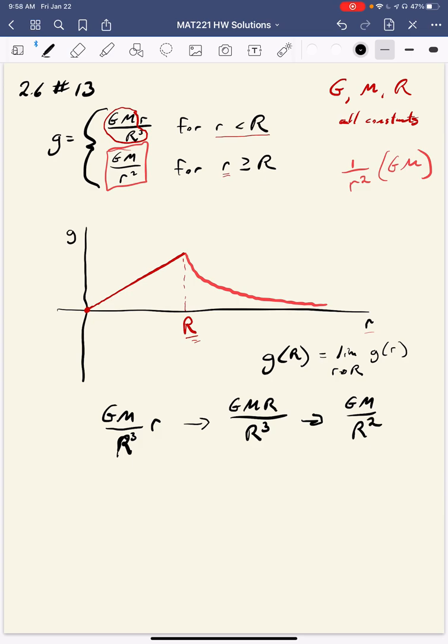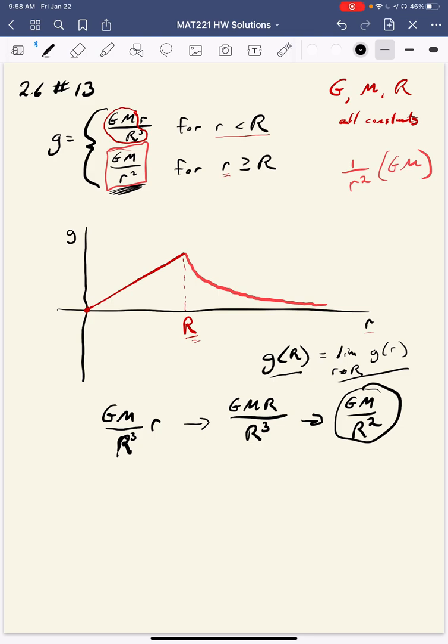So we do know that the limit here is approaching GM over R squared. And we also know that when lowercase r actually equals uppercase R, we're told that the function is equal to this GM over R squared. And so, yes, we do have continuity because the function evaluated at that value of R is equal to the limit of the function at that value of R. So we are good. We have continuity. Yes, it is a continuous function. So now let's look at part C.